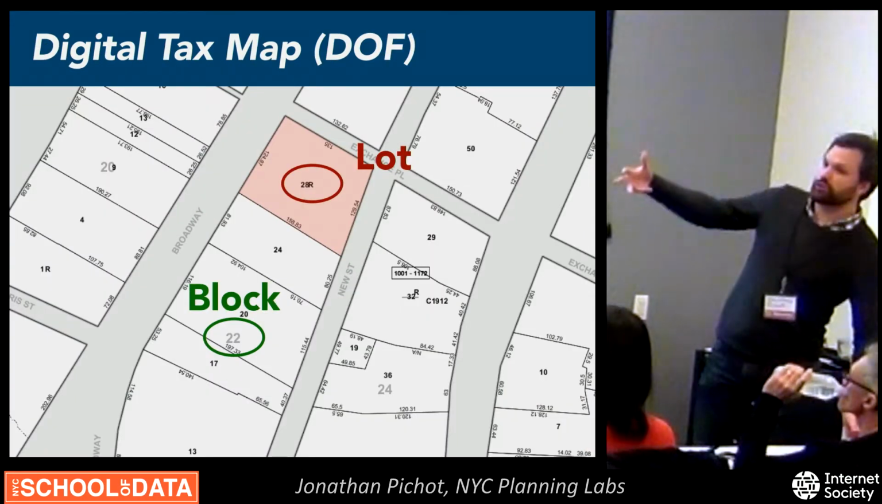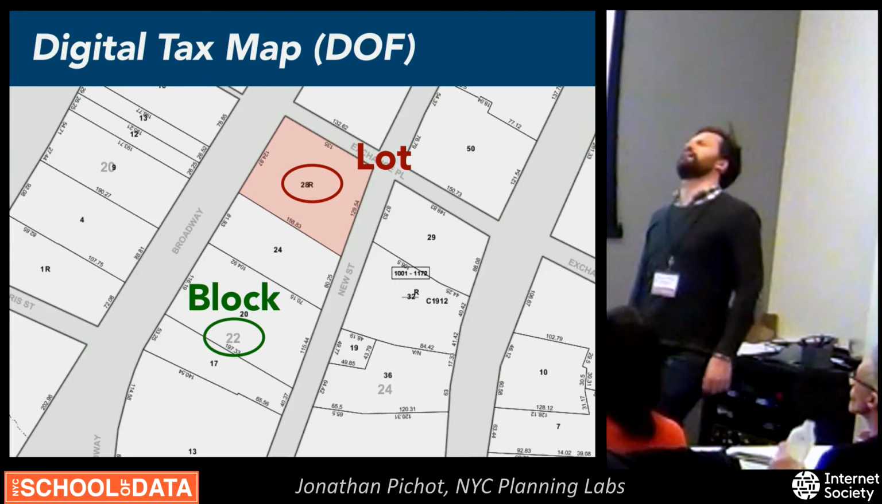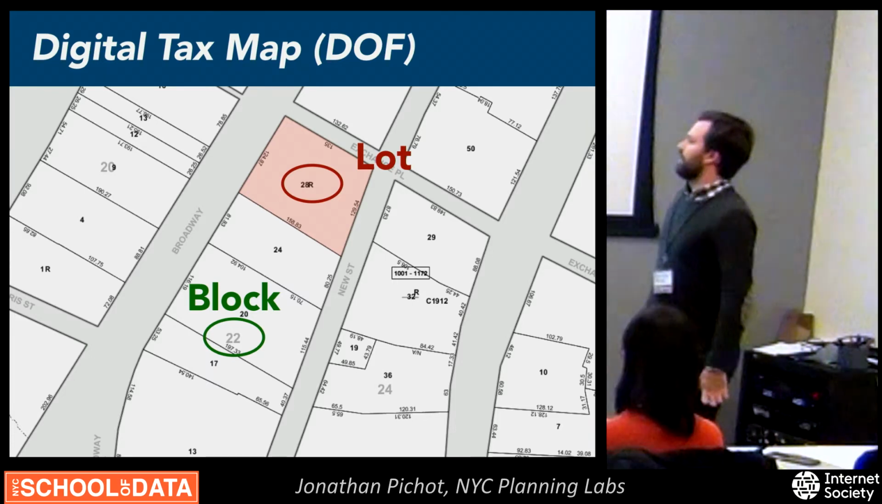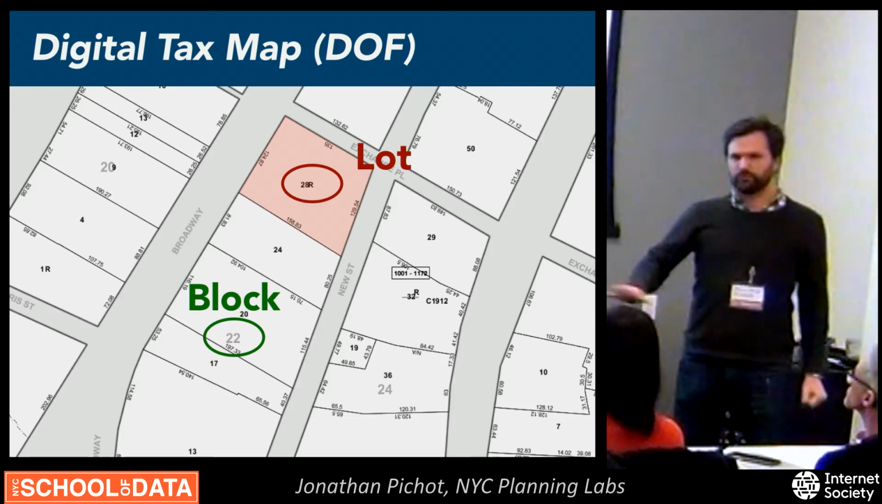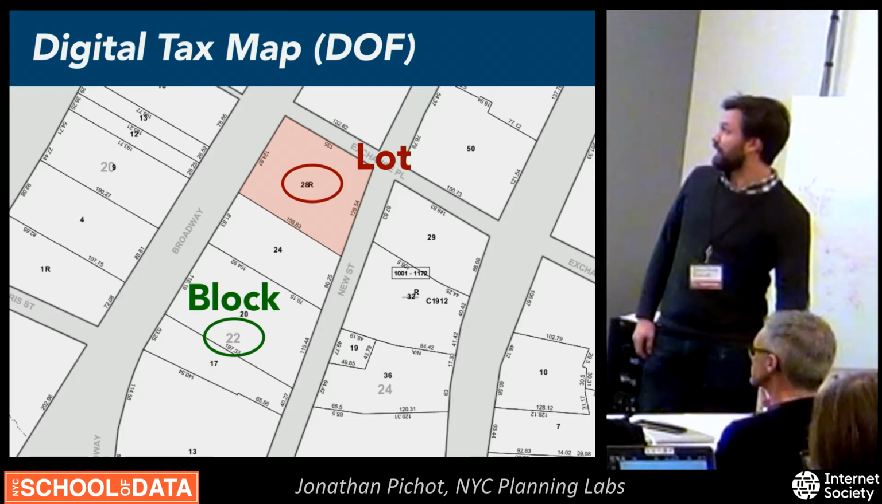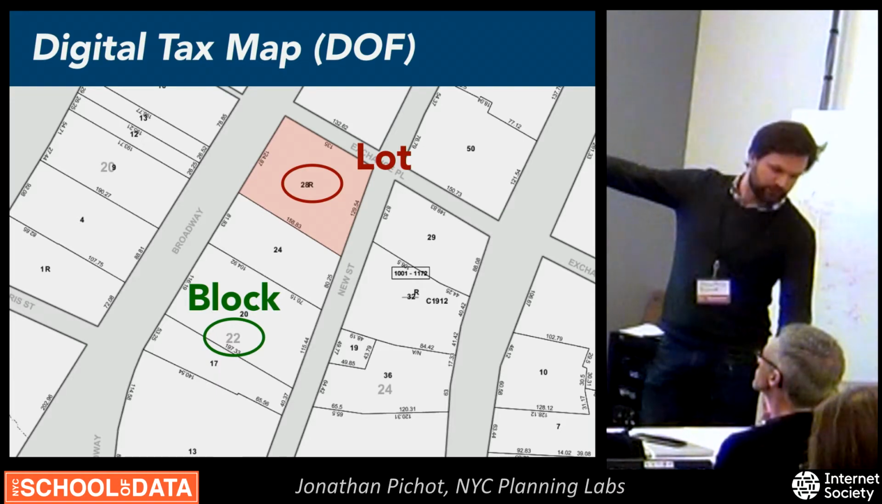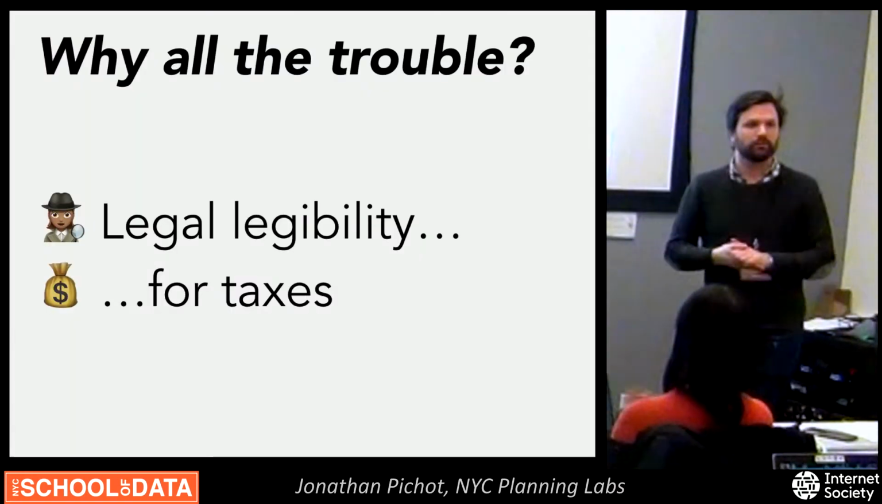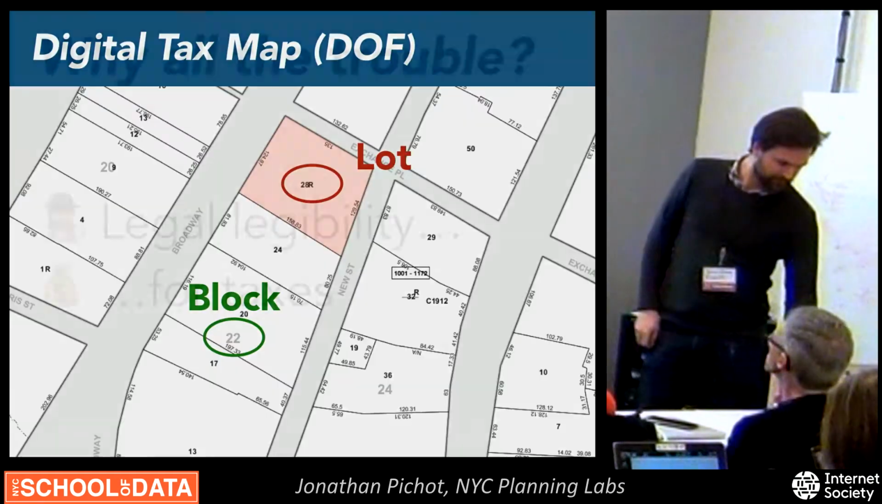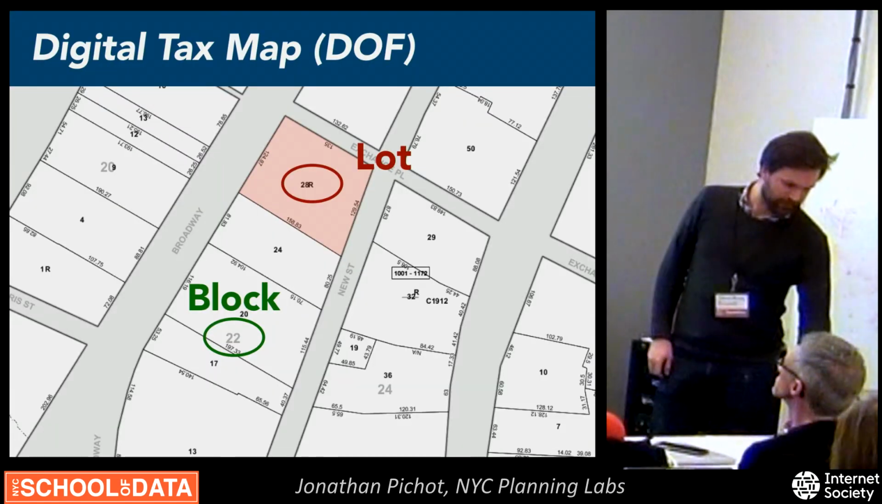And then eventually it was digitized, I think not that long ago. I think it was like 2008 where they fully digitized these tax maps. Now it exists as the digital tax map from the Department of Finance, the DOF. So why all this trouble?